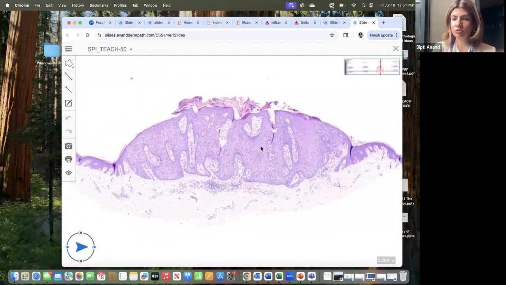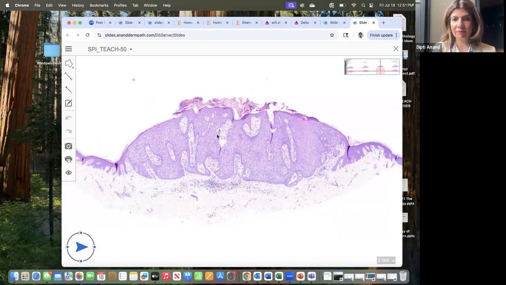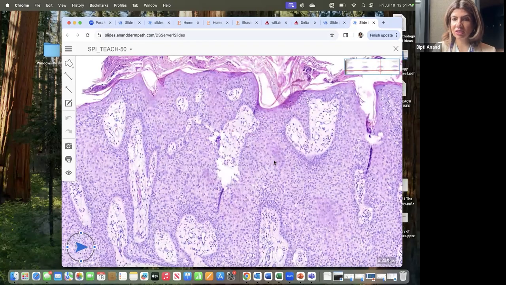A very, very important board entity. They love to test you. And it's pretty simple to recognize, right? A solitary lesion, thick, dilated from the epidermis, psoriasiform hyperplasia, and the dilated vessels with the clear cells.